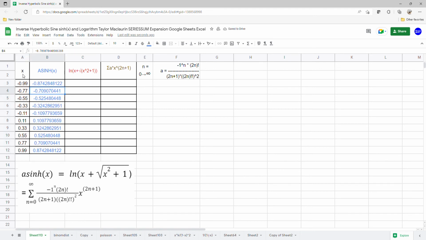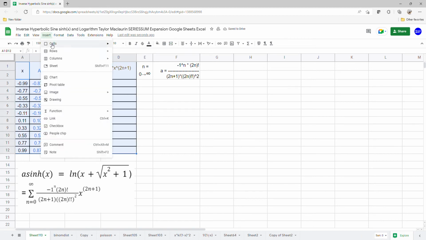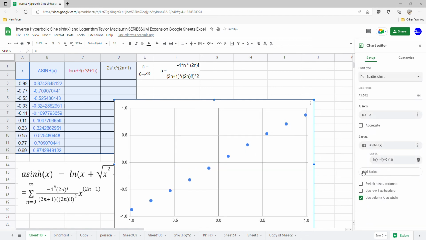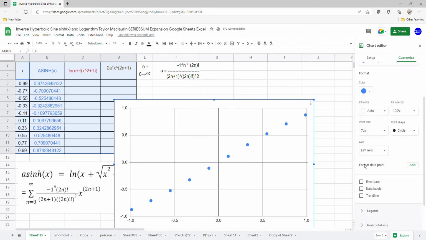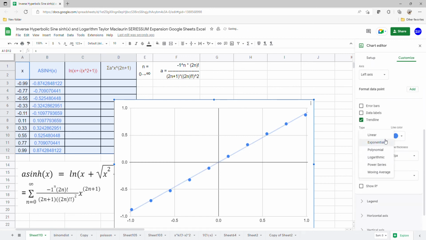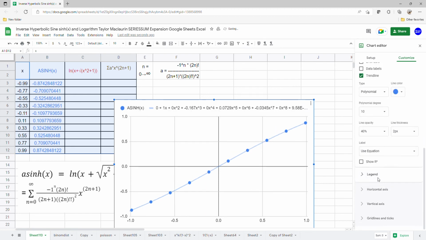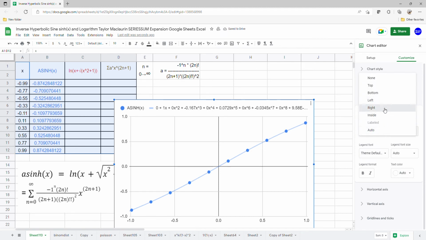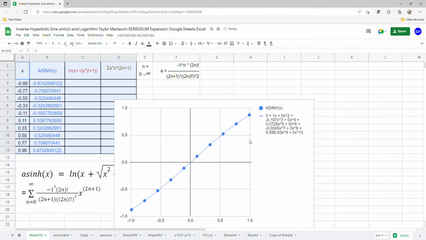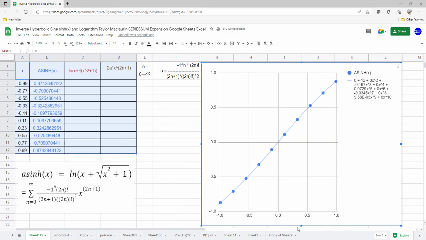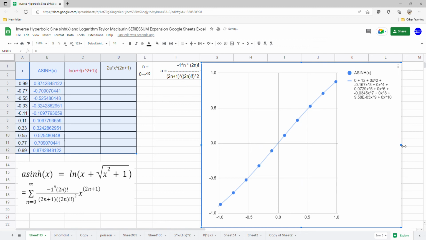And we chart this. Insert chart. And we use scatter chart. Row 1 as header. And for the series, show the trend line. The type polynomial, the degree 10th. And the label, use the equation. For the legend, position at the right. So here's a trend line and polynomial of the inverse hyperbolic sine.